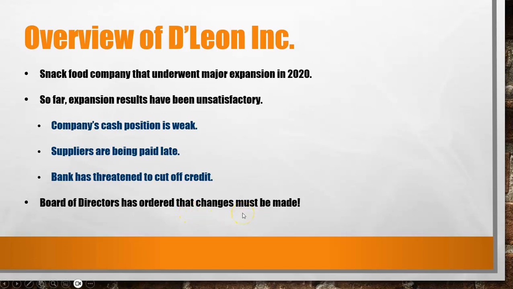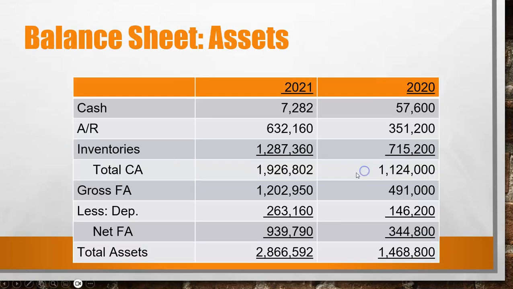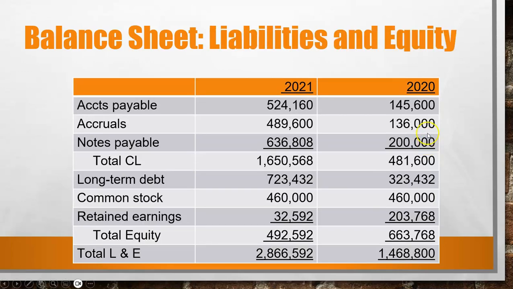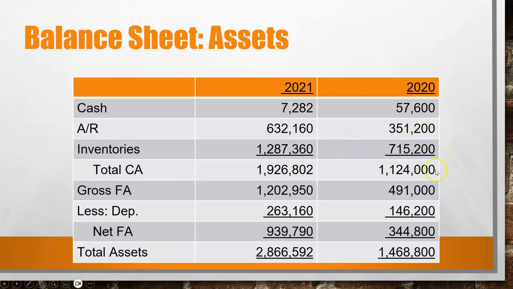And remember, the board of directors oversees the CEO, and the CEO takes care of the day-to-day operations. So here's a look at their balance sheet. You can see that their cash went from 57 to 72. Their accounts receivable went up, so we have less money and we owe more money. Our inventories went up tremendously, so we have a bunch of inventories sitting around. That's not good. That's cash waiting to get into our system, which we could use to pay our accounts receivable.